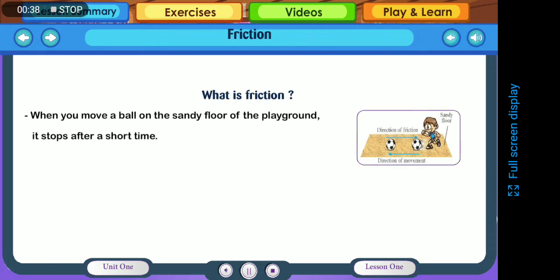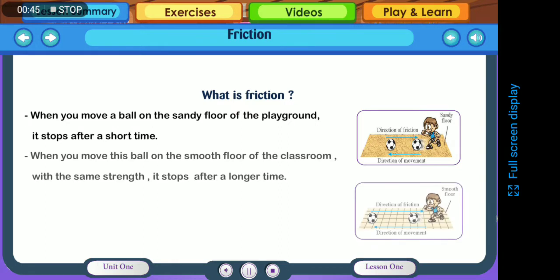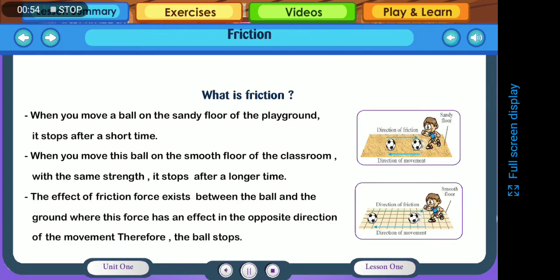In the beginning, what is friction? When you move a ball on the sandy floor on the playground, it stops after a short time. But when you move this ball on the smooth floor in the classroom with the same strength, it stops after a longer time. The effect of friction force exists between the ball and the ground, where this force has an effect in the opposite direction of the movement. Therefore, the ball stops.